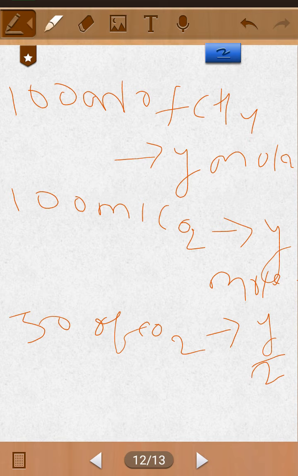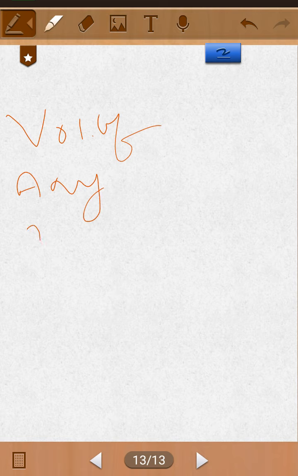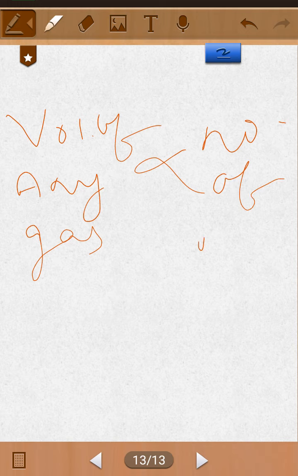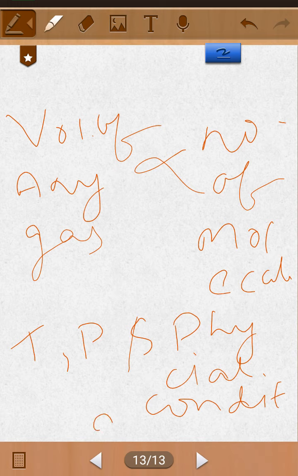It is clear in Avogadro's law that the volume of any gas is directly proportional to the number of molecules, provided the temperature, pressure and physical conditions are the same.